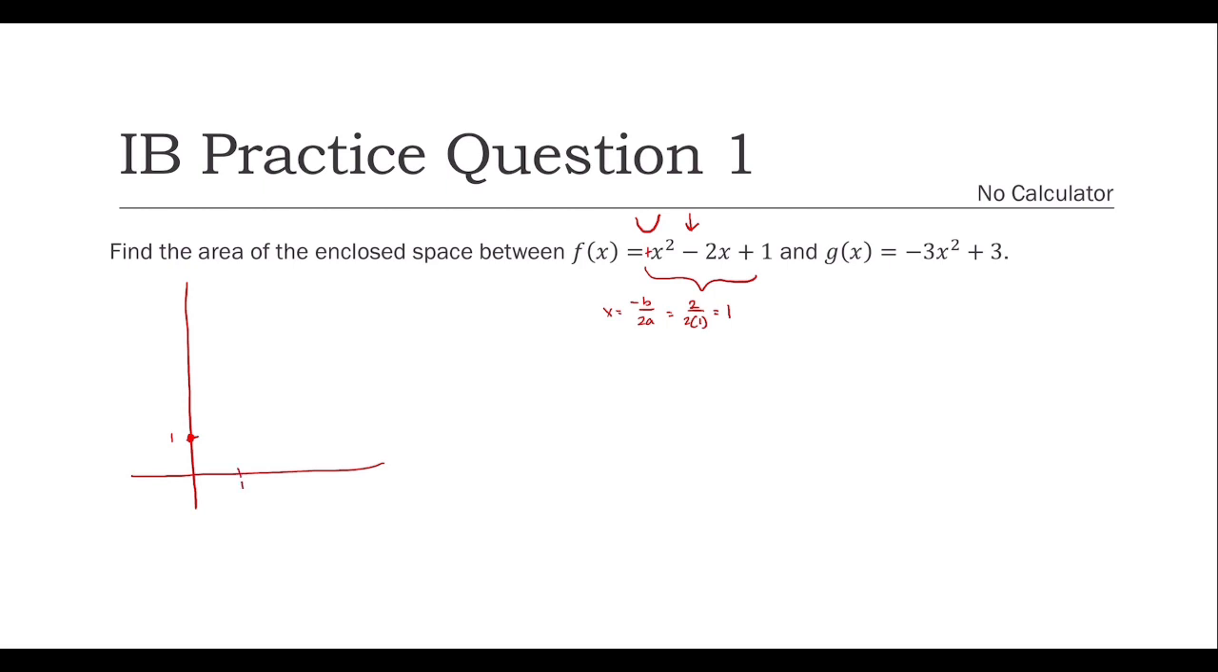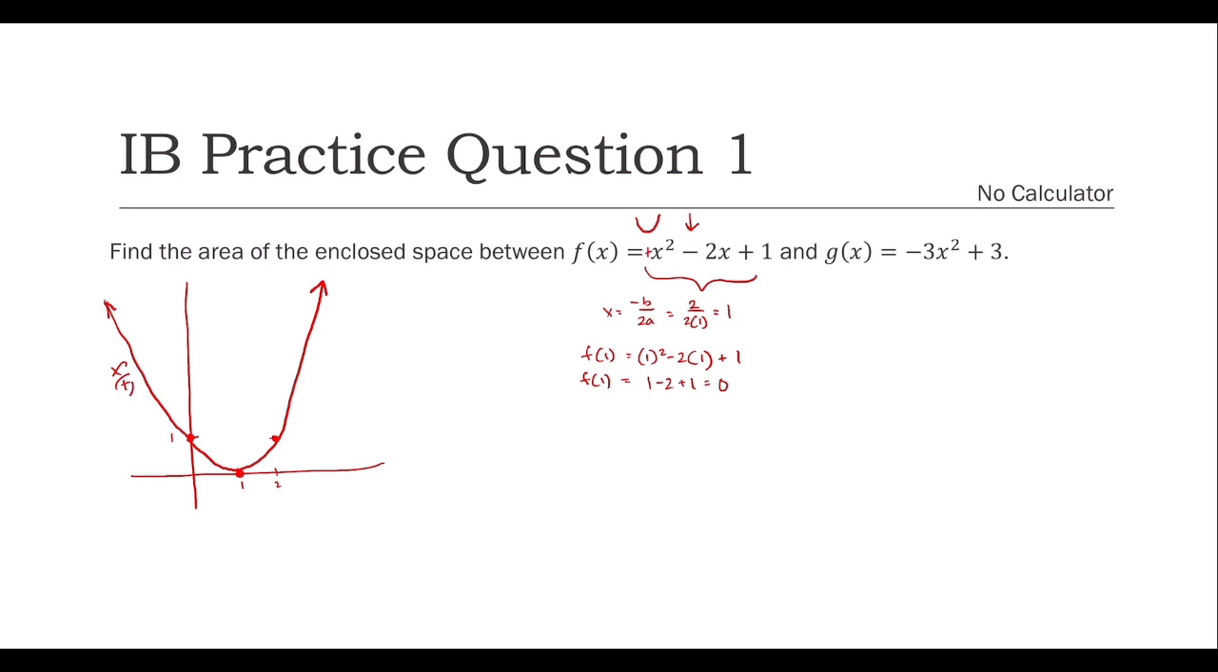So if we plug in 1 for x, we get 1 squared minus 2 times 1 plus 1. So that equals 1 minus 2 plus 1, which is 0. So f of 1 equals 0. And then that's our line of symmetry, so we'll have another point at 2, 1. So our function's going to look something like that for f of x.